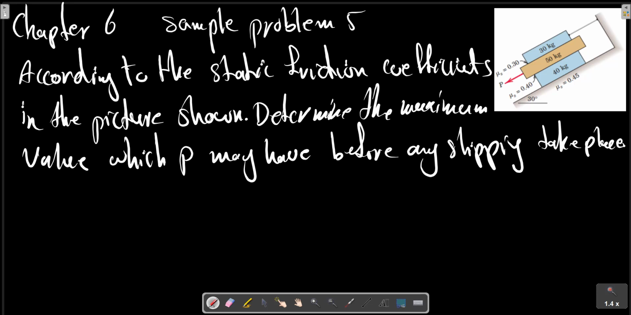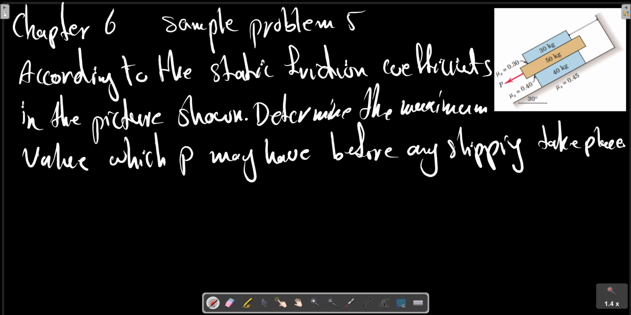Chapter 6 Sample Problem 5. According to the static friction coefficients and the block mass in the picture, determine the maximum value which P may have before any slipping takes place.